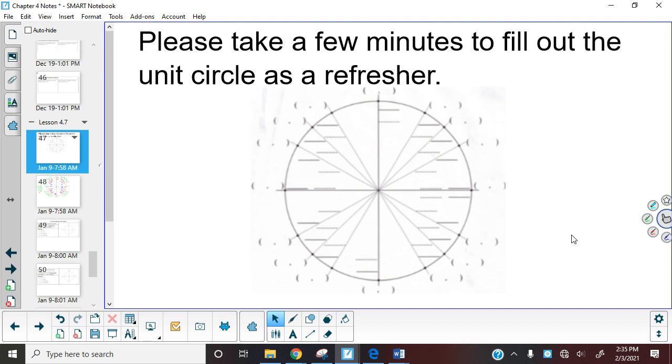It should come as no surprise that in order to be successful with what we're doing in this unit, we have to have a good grasp of our unit circles. So what you guys see right here is just a blank unit circle. And what I'd like for you to do is, if you have a blank unit circle someplace, whether it's in your packet or wherever, see if you can fill out your unit circle just kind of as a refresher. So for both degrees, radians, and then also your points.